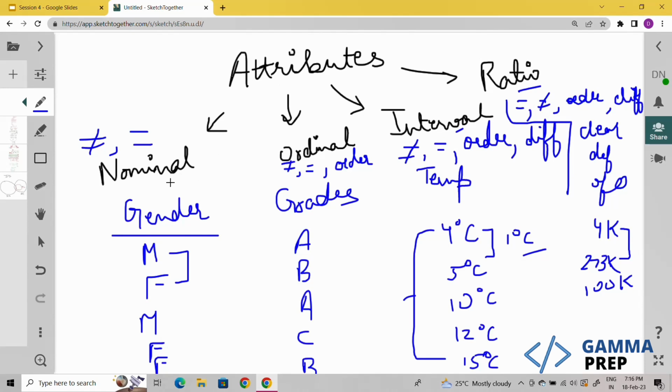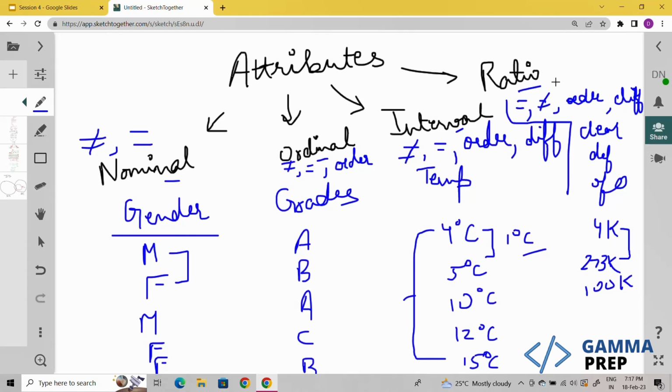So let's revise all the four attributes once again. Nominal, ordinal, interval, ratio. In nominal, we can only figure out whether the two attribute values are equal or not equal. In ordinal, we can figure out whether the two attribute values are equal or not equal, and you can order them as well. In interval, you can figure out if the two attribute values are equal or not, you can order them also, and you can find out the difference as well.